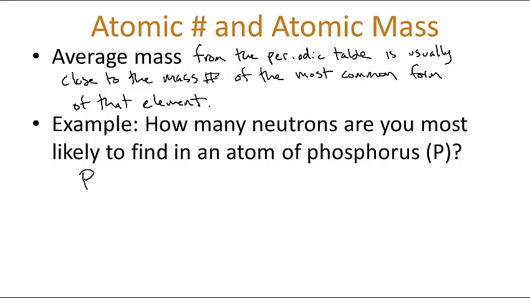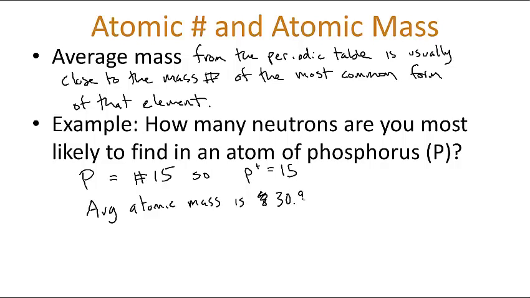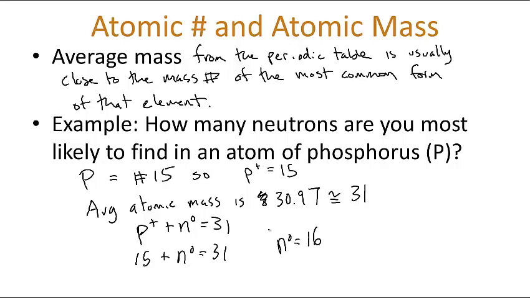So an example here: how many neutrons are you most likely to find in an atom of phosphorus? Well, phosphorus has atomic number 15, so it has 15 protons. The average atomic mass is 30.97. So rounding that off, it equals approximately 31. So we know that protons plus neutrons is equal to the mass, which is 31. We know that we have 15 protons. So the most common phosphorus atom has 16 neutrons. So most of the phosphorus atoms in the universe will have the 16 neutrons to go with the 15 protons that it will always have.